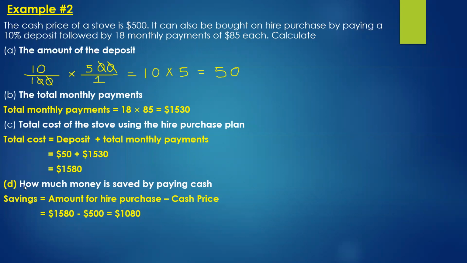Good. And question D says, how much money is saved by paying cash? So the formula for that is the amount for hire purchase, subtract the cash price. So you would subtract the answer that you got from C, which is 1,580, and the amount that was paid for the item, which is 500. So you take away 500 from 1,580, and you get 1,080. Excellent. Very good explanation. Thank you. Good explanation, Alanaya. Thank you.